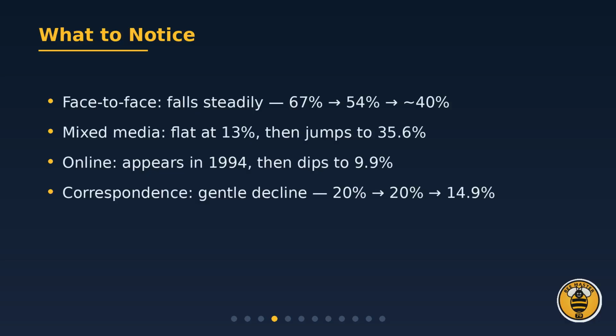Before writing, pick out the big movements. Face-to-face courses fall steadily from 67, 54 to about 40%. Mixed media stays flat, then jumps to over a third. Online courses appear, then dip. And correspondence courses drift gently downward.